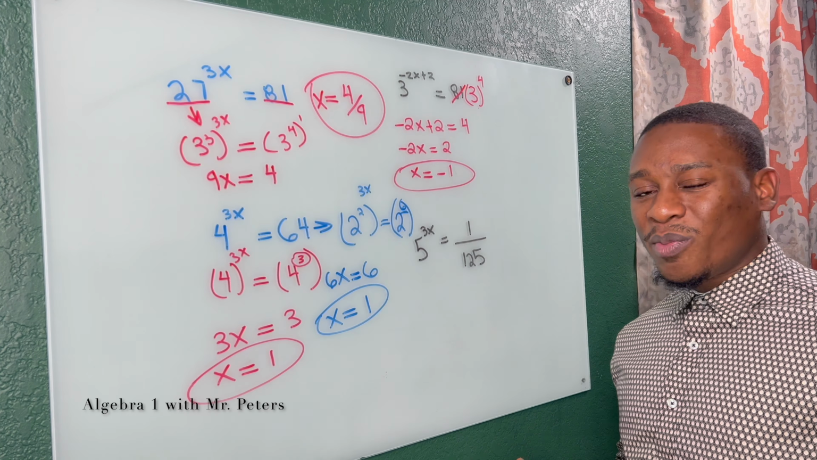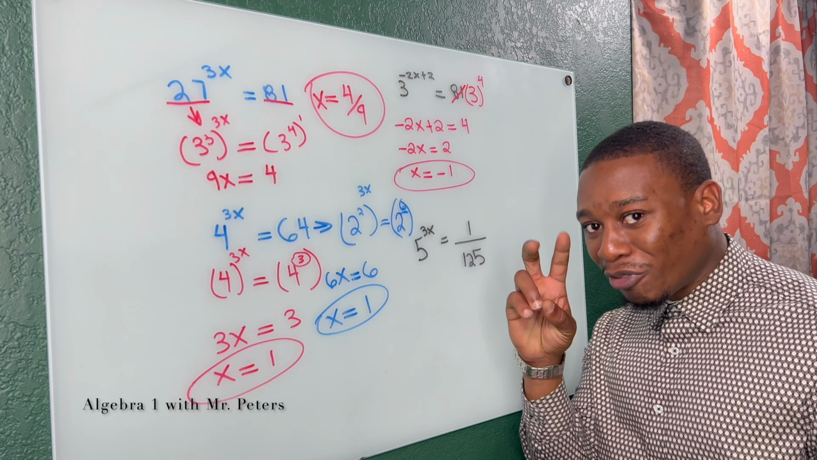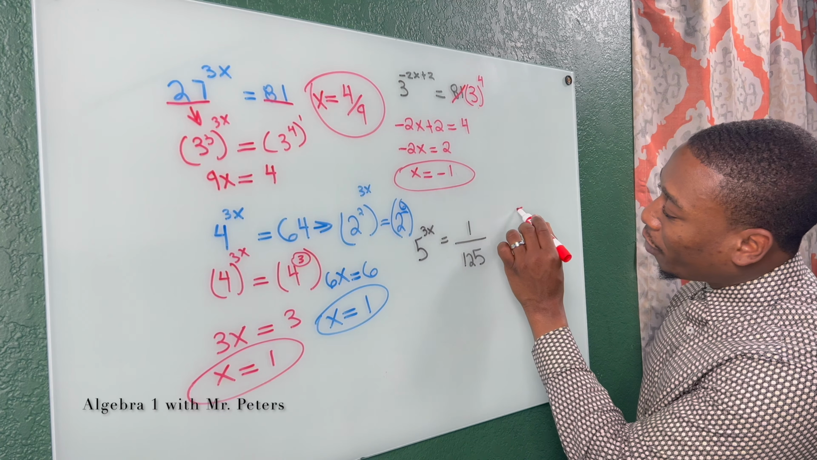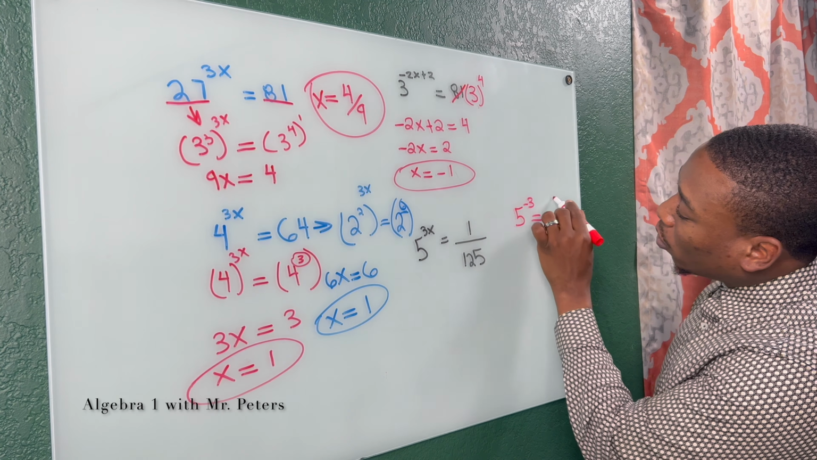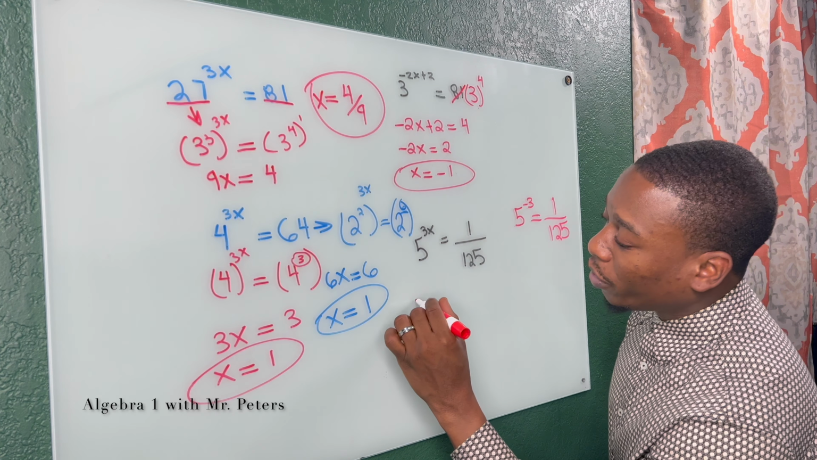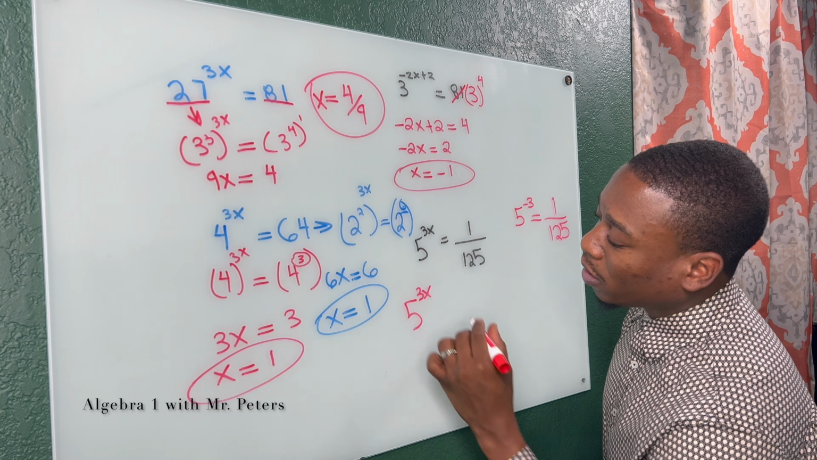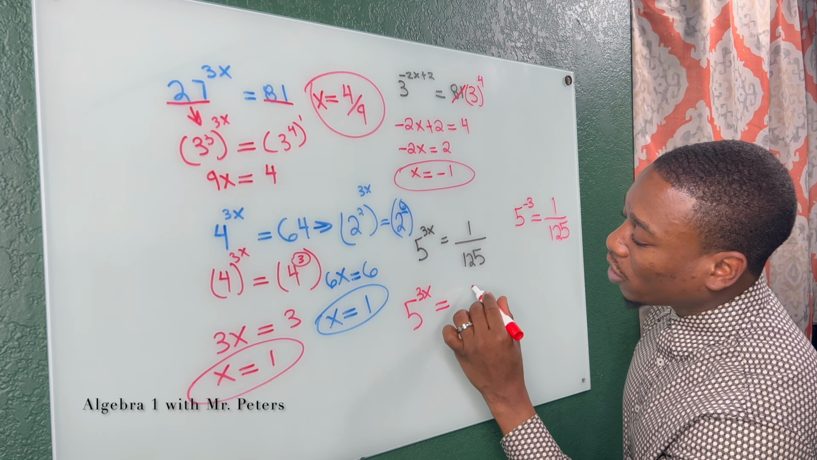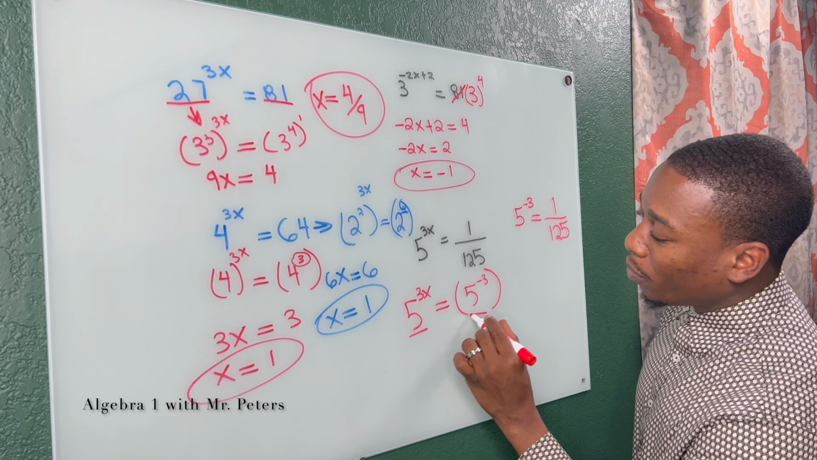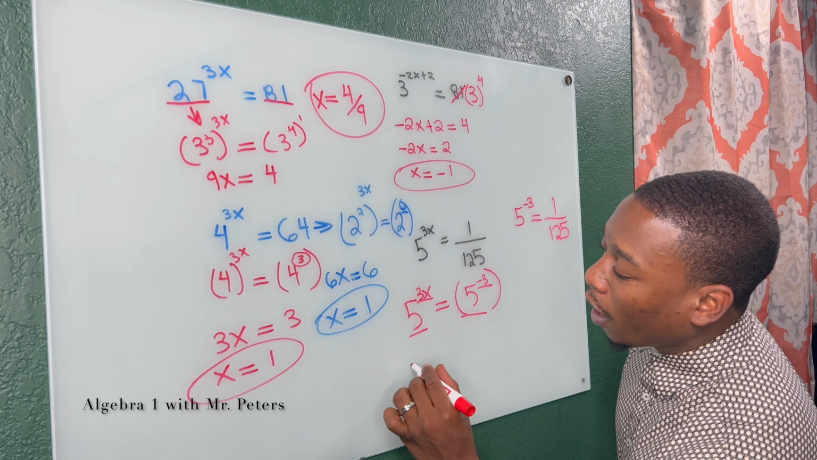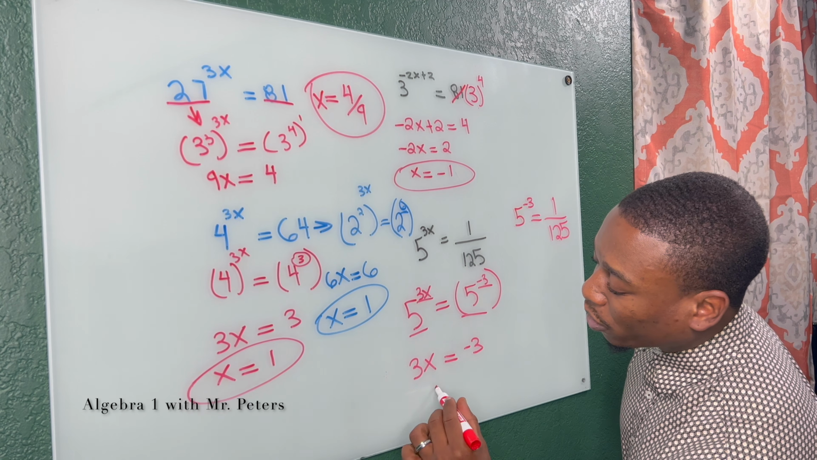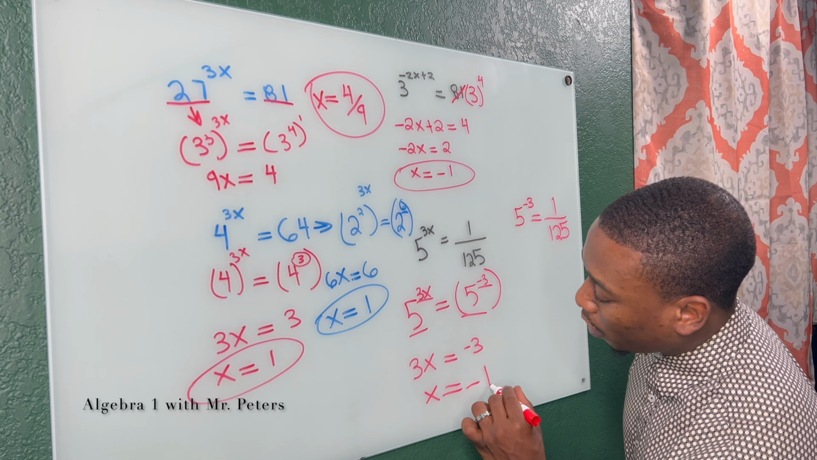Right. And in the last problem of the day, guys, I don't want the fraction to confuse you. All we did was it's just a negative exponent, right? We know that 5 to the negative 3 power is equal to 1 over 125. So that's all that's going on right here. So this base stays the same. 5 to the 3x is equal to, we rewrite this with a base of 5, 5 to the negative 3 power. I drop the base, pick up the exponents. I know that 3x is equal to negative 3. And I know as a result, x is equal to negative 1.